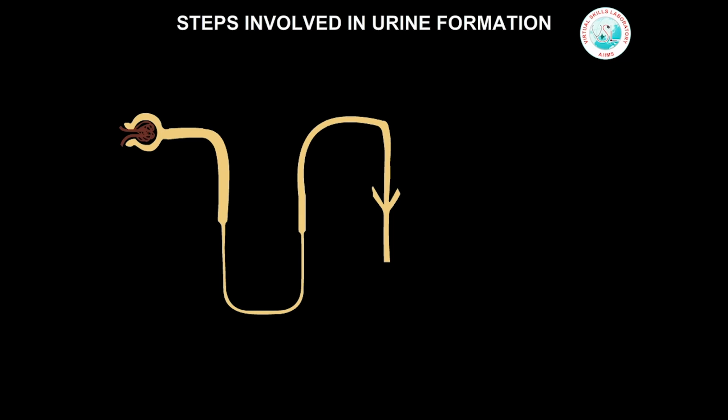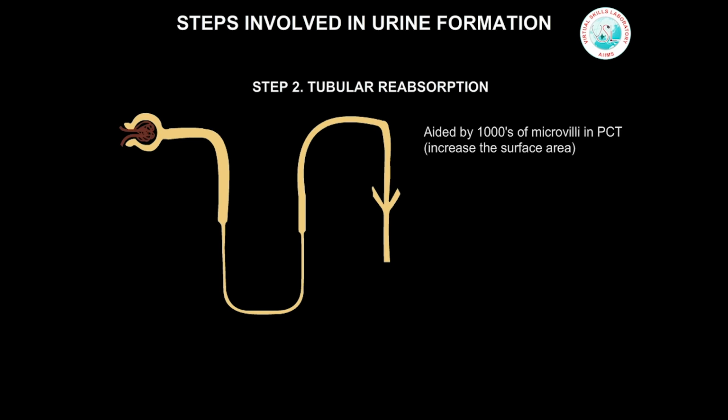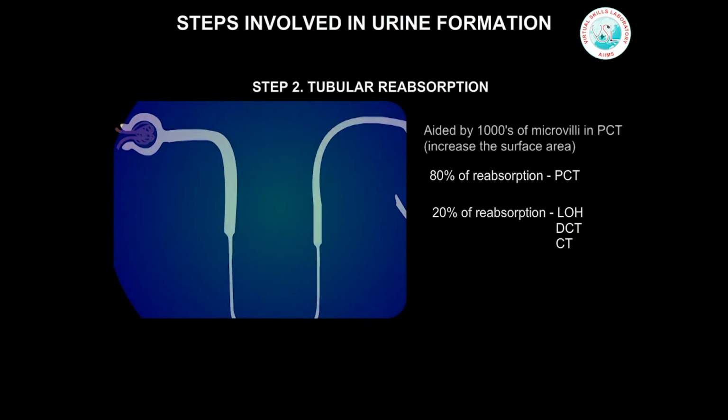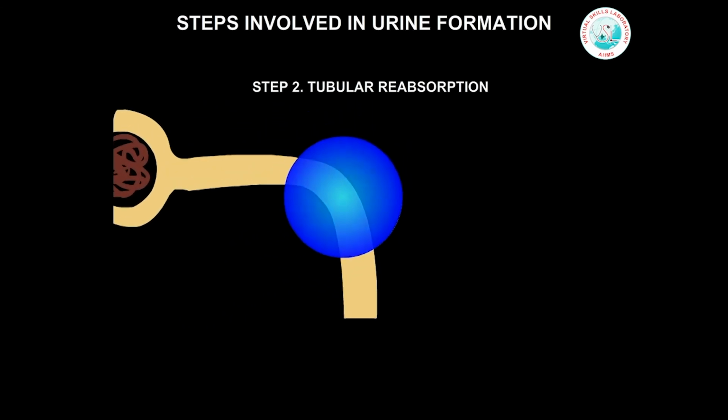Next step is tubular reabsorption. All the vital nutrients that left the blood during glomerular filtration are reabsorbed back into the circulation. This is aided by thousands of microvilli that form the brush border of the proximal convoluted tubule. 80% of the reabsorption occurs in the PCT and the rest 20% takes place in the loop of Henle, DCT and the collecting tubules.